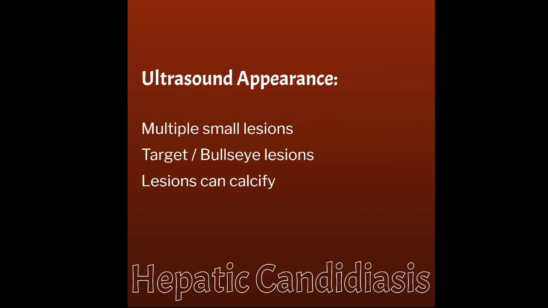On ultrasound, hepatic candidiasis actually has a very interesting appearance, but it's not specific to candidiasis, so we can only diagnose candidiasis by taking a biopsy of these lesions. So typically we'll see multiple small lesions, and they're going to have what we call a target or a bullseye appearance to them, where they have rings of hypoechoic and hyperechoic within the same lesion. If lesions hang around long enough, then they can start to calcify.